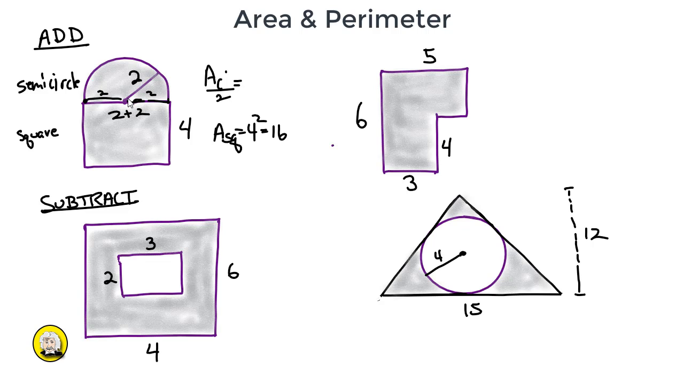The area of my semicircle is going to be half the area of the circle, which is pi r squared, or pi times 2 squared. So 4 pi over 2 is 2 pi. So the area of my combined shape is going to be 16 plus 2 pi.